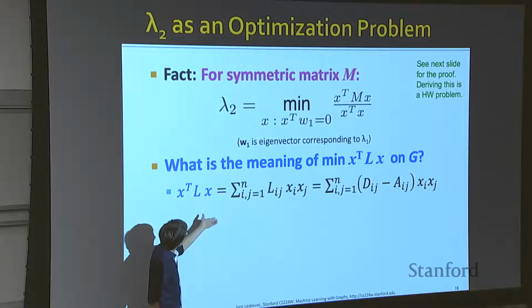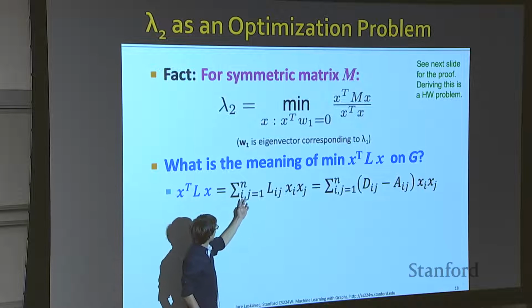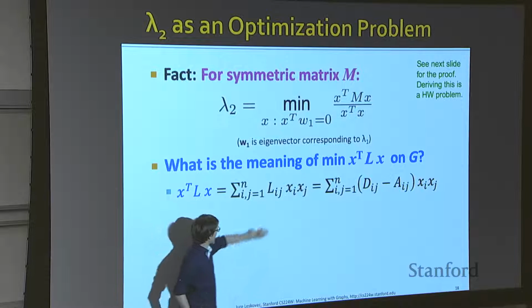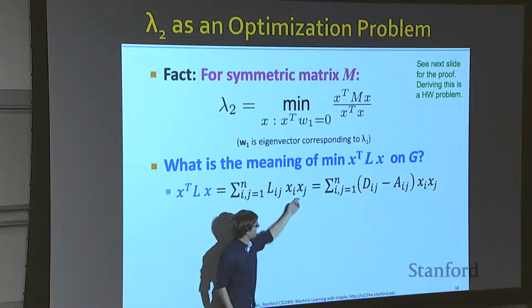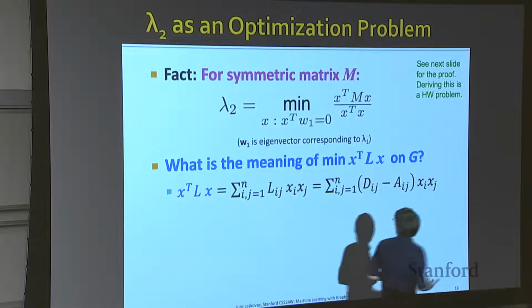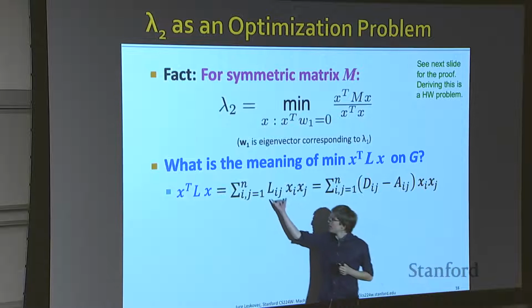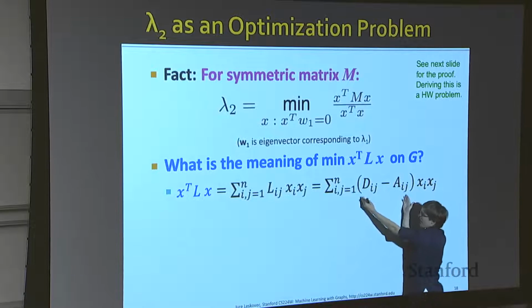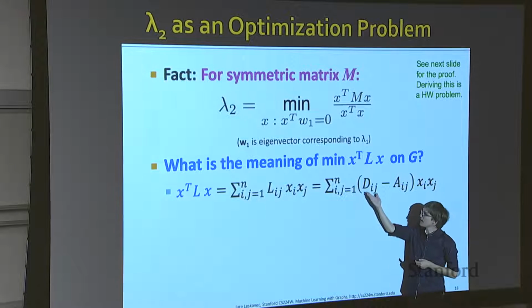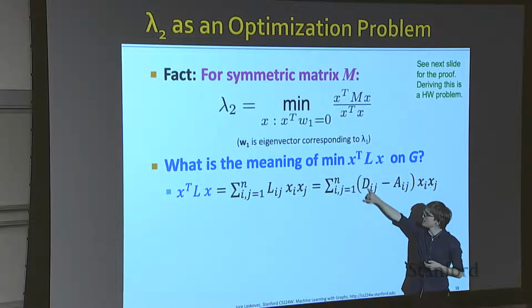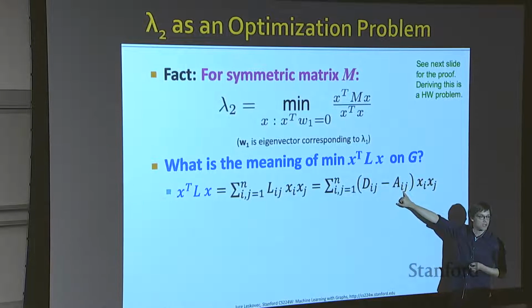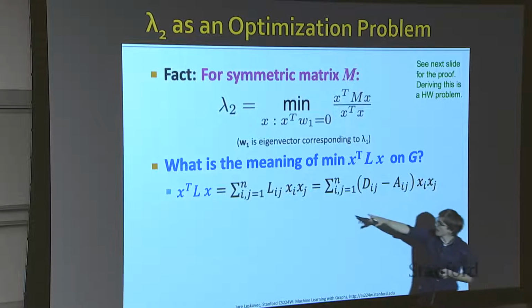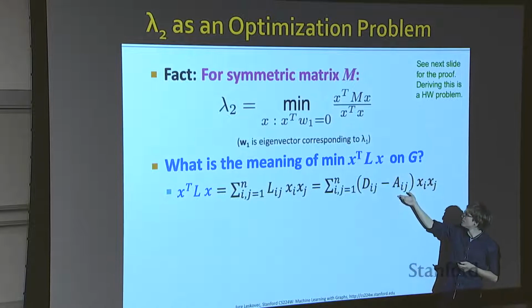I'll just write it out. This is a sum over i and j, where for every i and j, I take xi and multiply it with xj. Or another way I can do it is I take the Laplacian matrix and expand it into its definition. Every entry of the Laplacian matrix is the entry of the degree matrix minus the entry of the adjacency matrix. I just took L and expanded it by its definition.